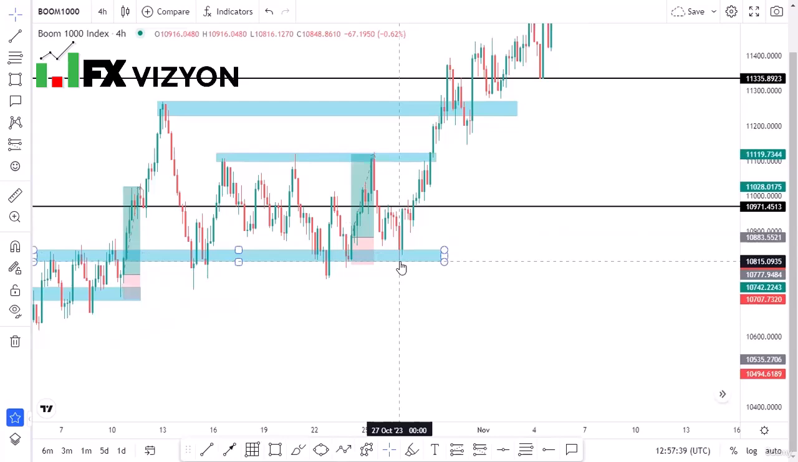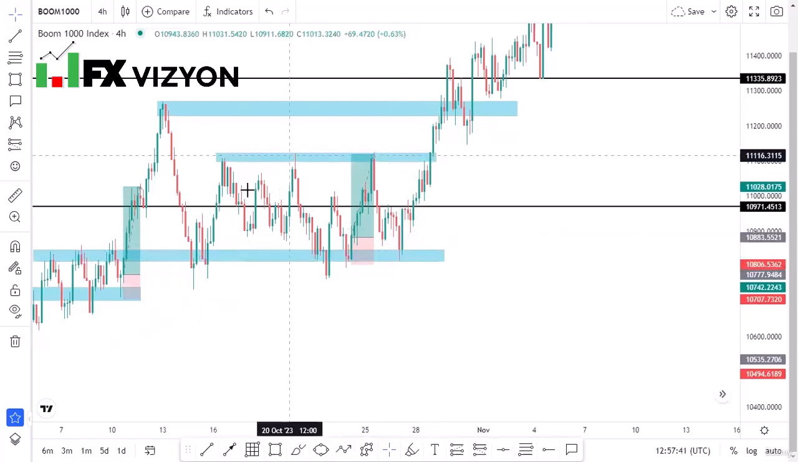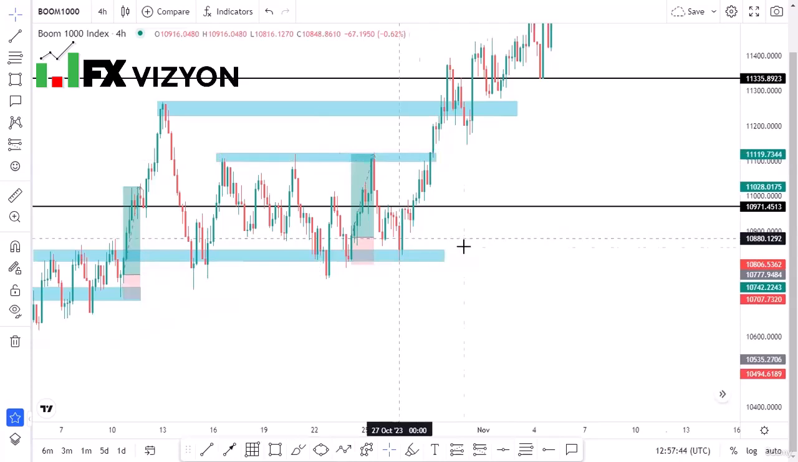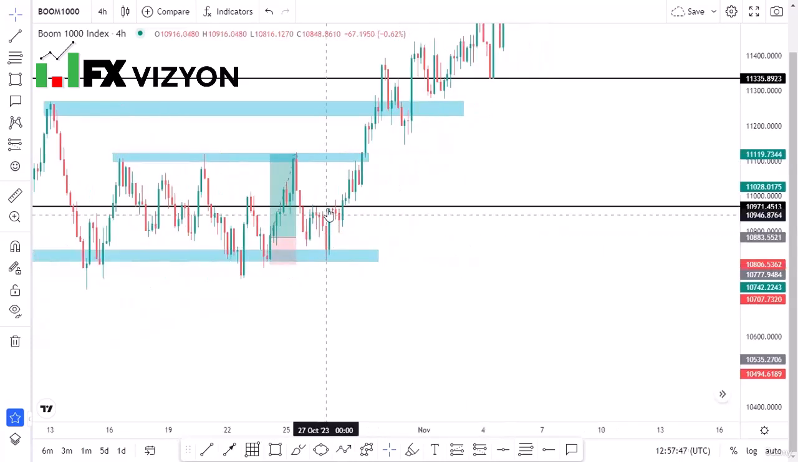Now the moment price breaks it, let's say here we took our trade, then price comes back to our support. So this was a mini range that was created. Then what happens? The market comes again into this area, right? Gives us a bullish engulfing pattern, right?